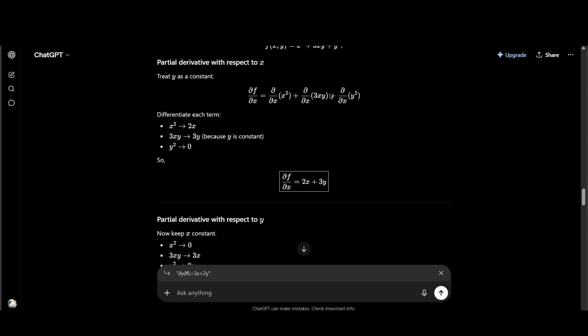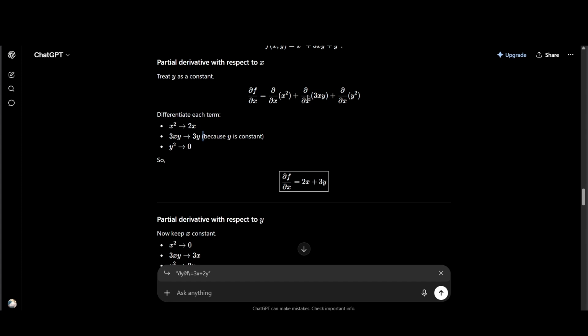Now keep x constant over here. We're going to keep x constant here. x squared is equal to 0, 3xy is equal to 3x, and y squared is equal to 2y. So they're using the power rule for the y squared. And I'm not really sure what they're using here, but because I've got 3x and 2y.